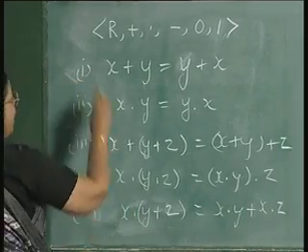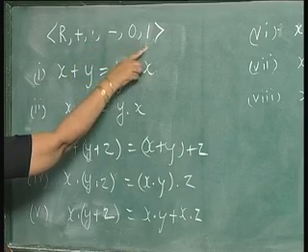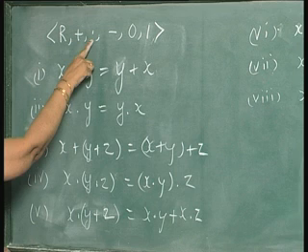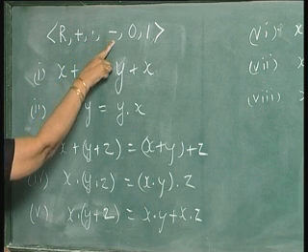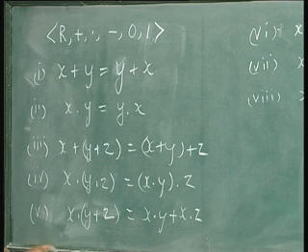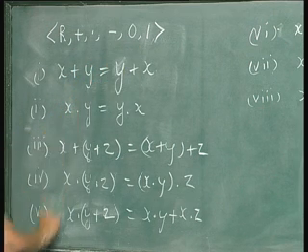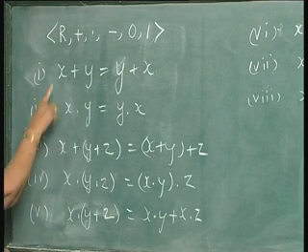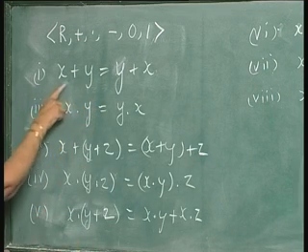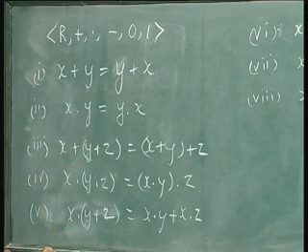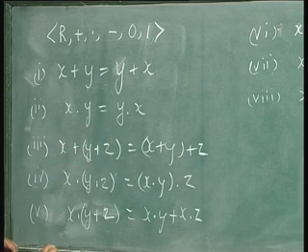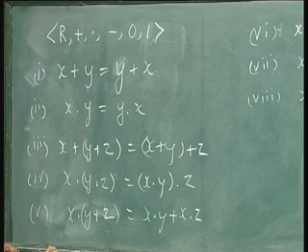Consider this algebra R, plus, dot, minus, 0, 1. R is the set of real numbers, plus is the binary operation addition, dot is the binary operation multiplication, then unary minus, and then 0 and 1 are identity elements for plus and multiplication respectively. And this obeys the following axioms. There are 8 axioms. x plus y is equal to y plus x, the commutative law holds for addition. x dot y is equal to y dot x, the commutative law holds for multiplication also.